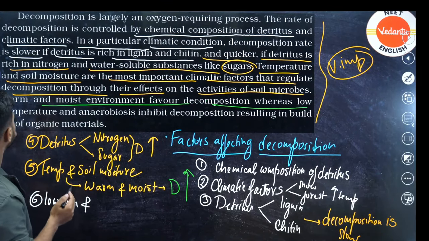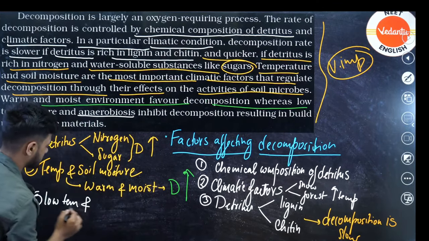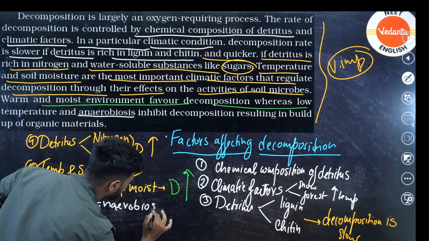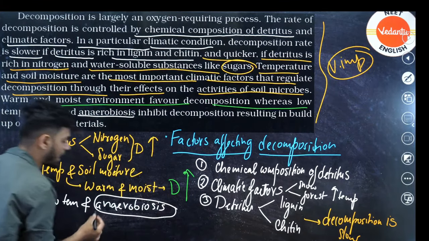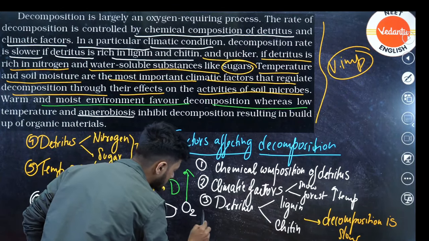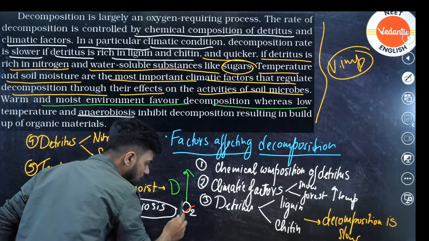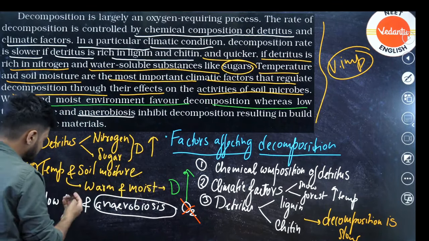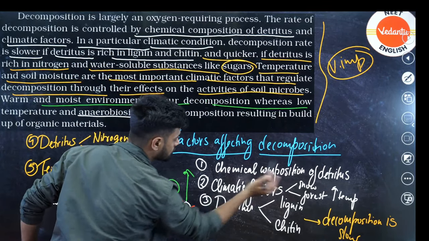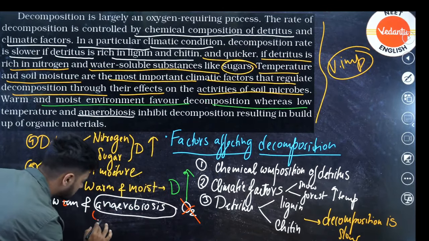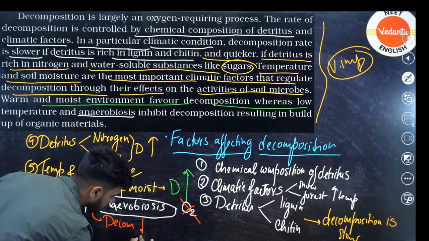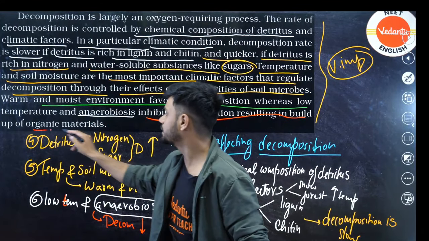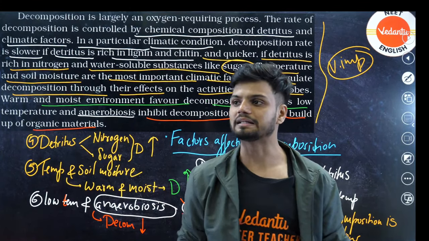the sixth point here is low temperature and anaerobiosis. What is anaerobiosis? Anaerobiosis is a condition where oxygen is not present or oxygen is very less. In those conditions, when low temperature, I told you here also, in snow condition, in low temperature and anaerobic condition, the decomposition becomes slow. That is, it inhibits the decomposition, resulting in buildup of the organic matter.